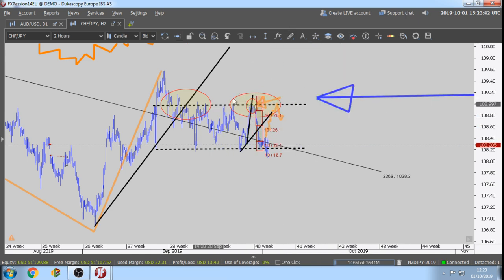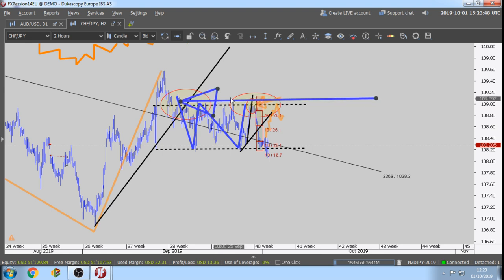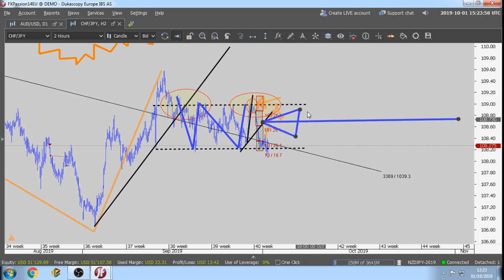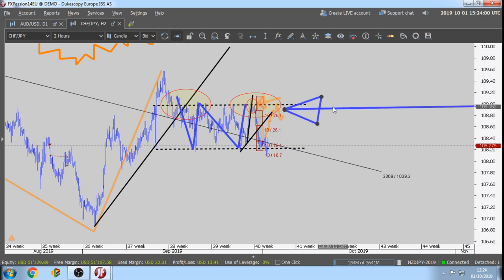I didn't enter it until it was confirmed. So I didn't short the market here, I didn't short the market here, right? And I short here the third time. So the market hit a high, low, high, low, the third high, then I entered short.